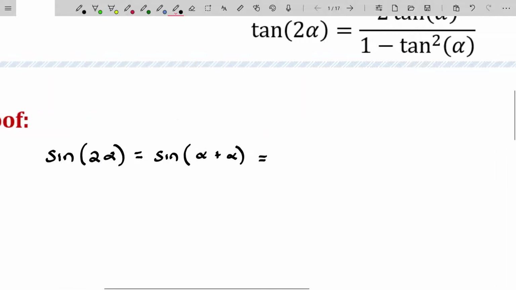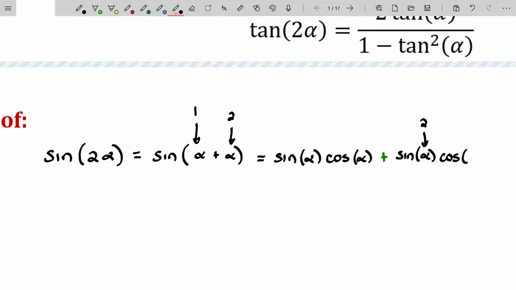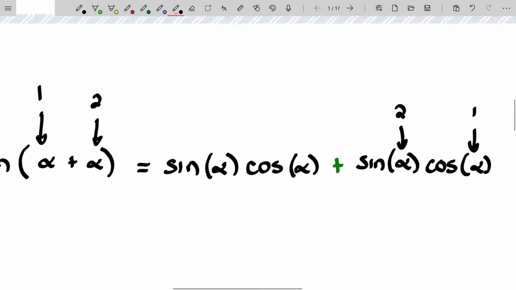So the sum formula for the sine is sine of the first angle times cosine of the second angle. So that's the second angle and that's the first angle, but they're the same angle in this case. And then remember, sine keeps its sign. So if it's a plus for the sine in between the two angles, it's a plus in the sum and difference formula. And then plus sine of the second angle, which is again the alpha, times the cosine of the first angle, which is again just the alpha. And if you count them up, you have two of those sine cosine of alphas.